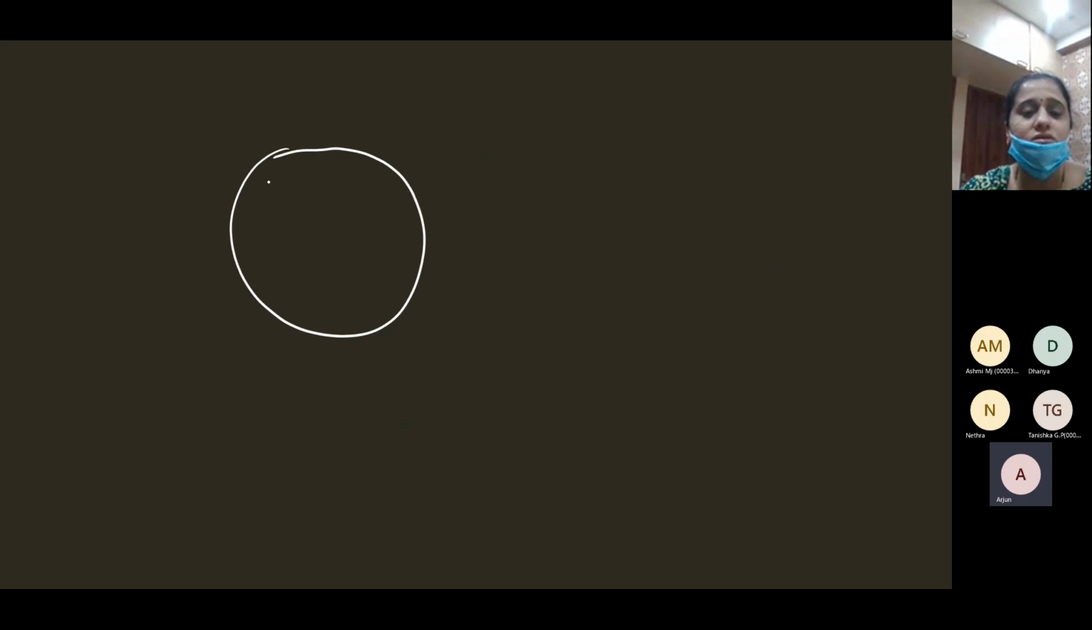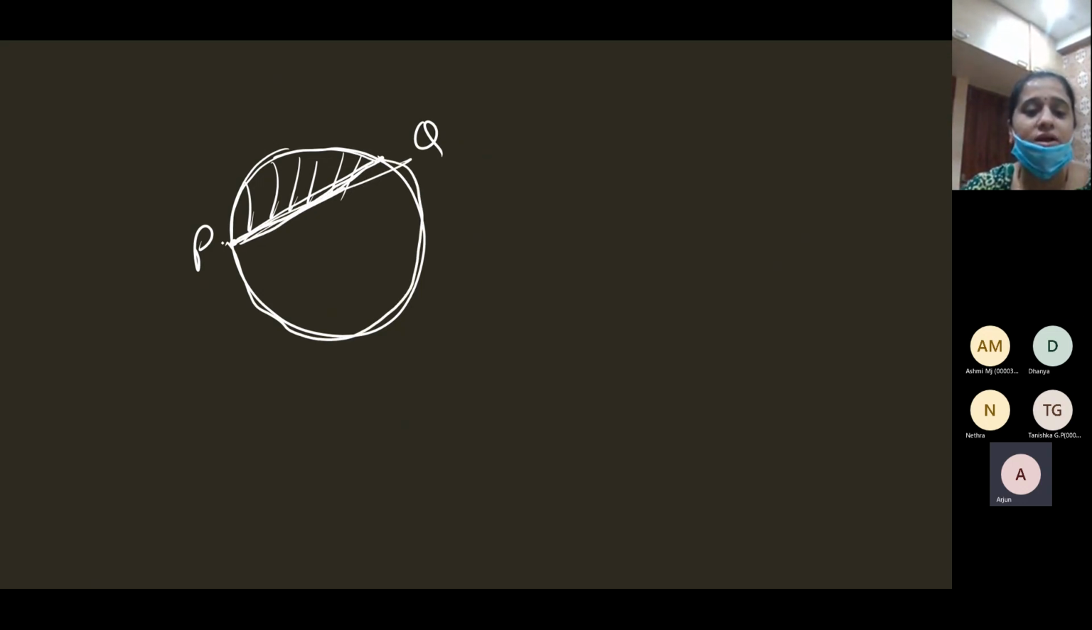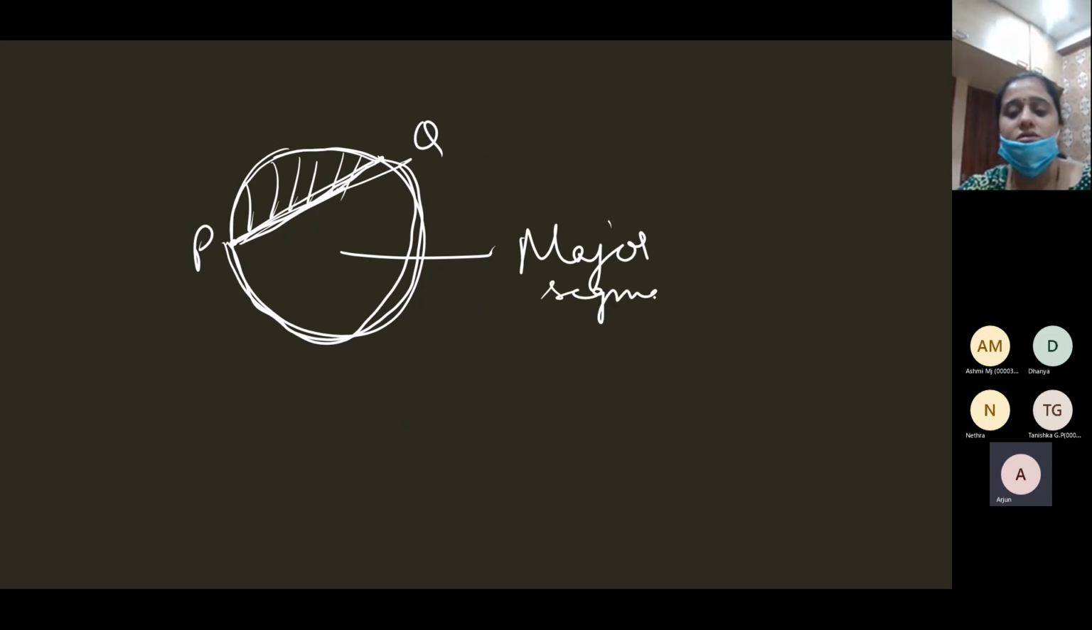So see here, circle, chord, PQ is a chord. You can see a chord and an arc here. Minor segment. You can see the same chord PQ and a bigger arc. This is the major segment. This one is called the minor arc, and this one is called the major arc.